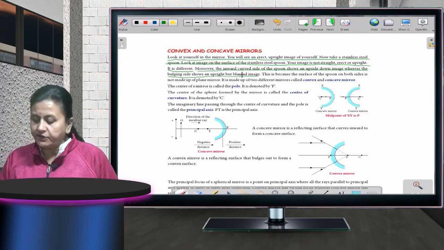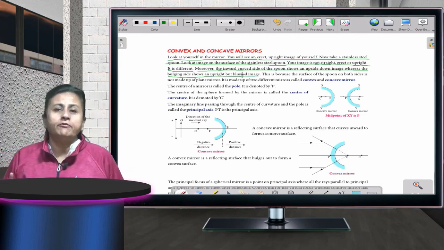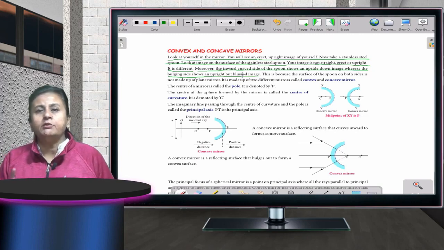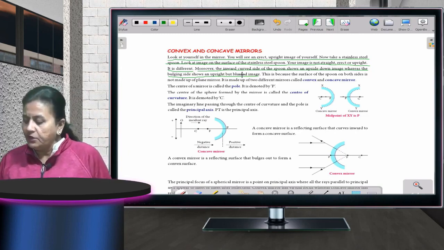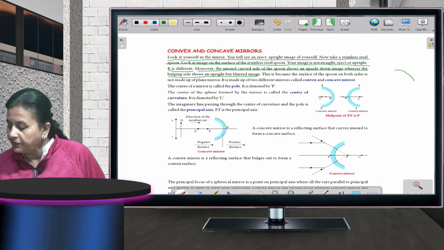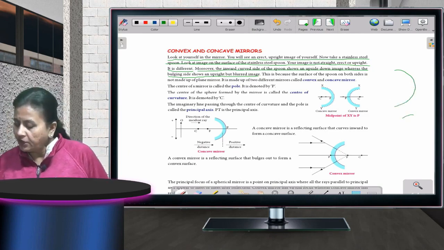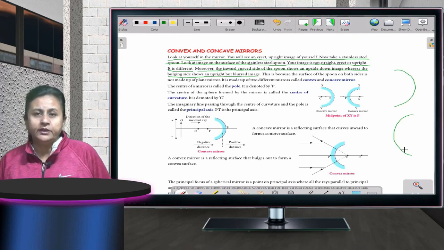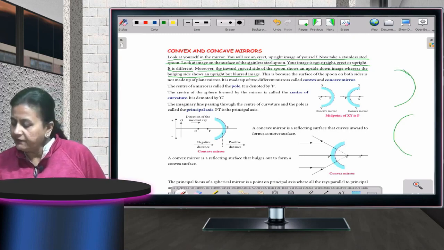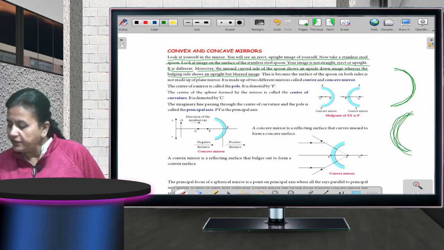Fine children, just now I told you about two types of mirrors, plain mirrors which we are using at home. Now the second one is concave. Concave is this one and convex is this one. In concave, you can see the image formed would be inside, and in the convex it would be outside. Fine children?